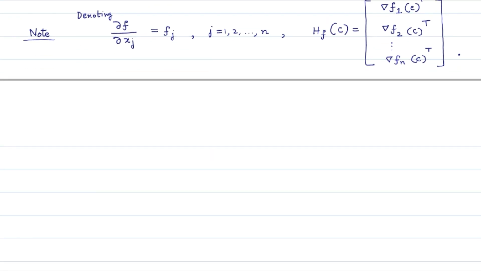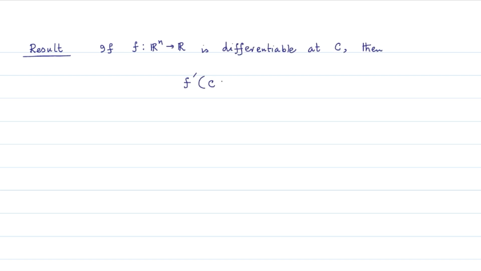Next, we will prove a result that the directional derivative of a differentiable function of n variables is given by the dot product of the gradient and the direction along which we take the directional derivative. I will just give you a hint for the proof of this result. You may please write the entire detail of this proof.